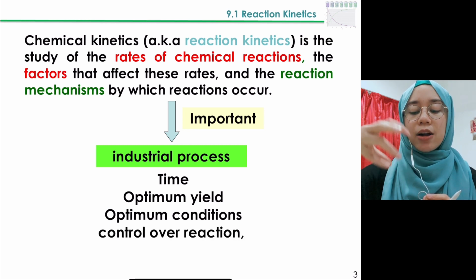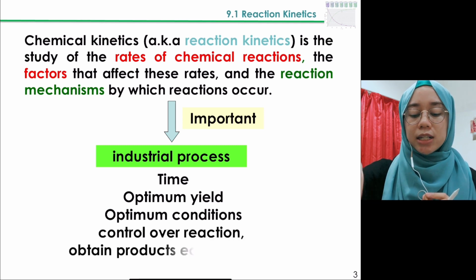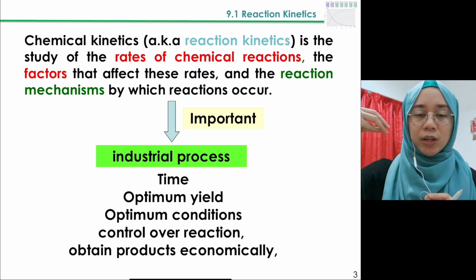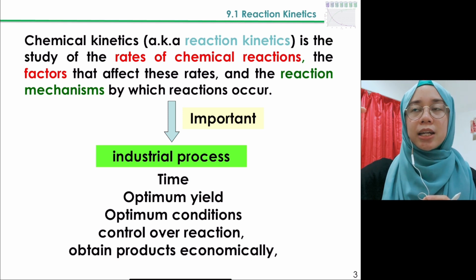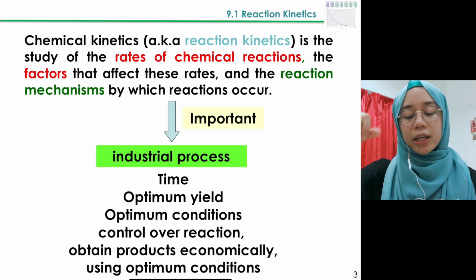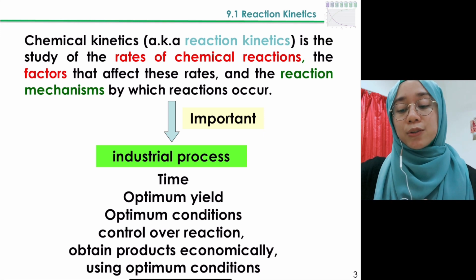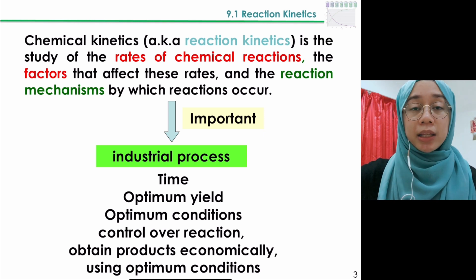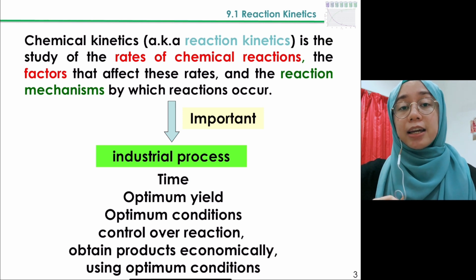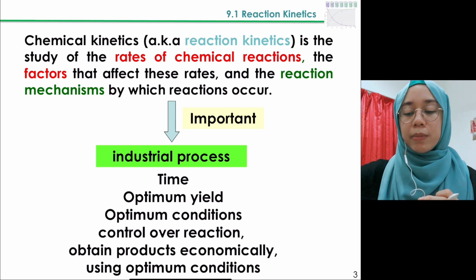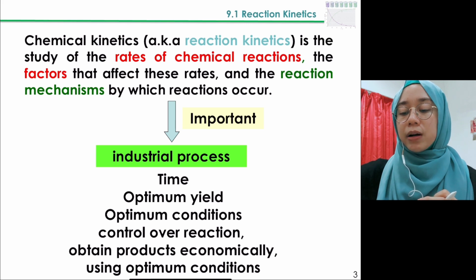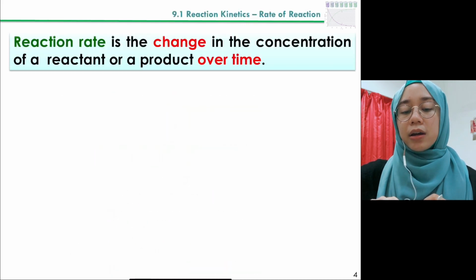So dia akan take over the control over the reaction, and then kita juga nak kalau boleh produk yang kita nak dapat tu, it has to be obtained economically, by using the optimum condition. So ada banyak benda nak kena tengok. So that is why reaction kinetics ni adalah sangat penting, especially dalam industrial process, because kita nak produce something. Banyak benda yang nak kena tengok. But now let's have a look at reaction rate.